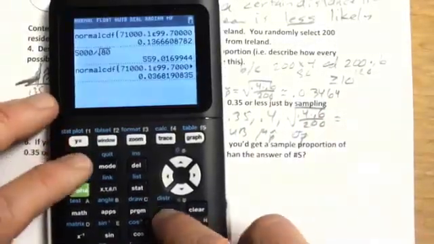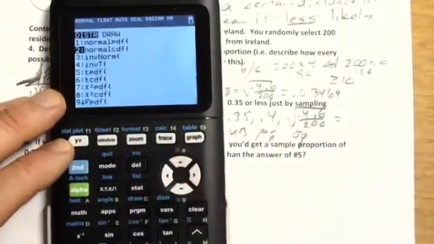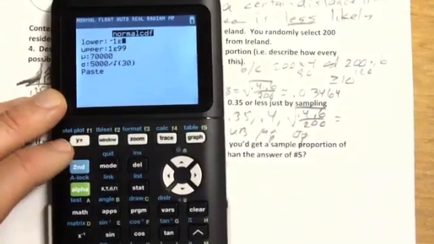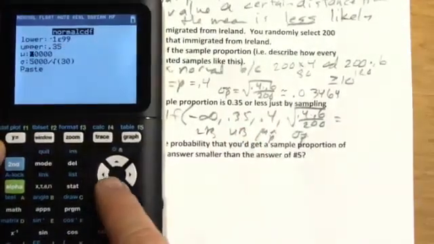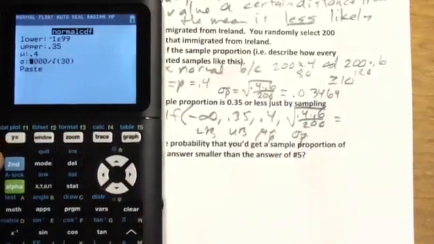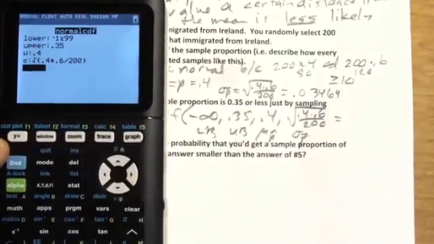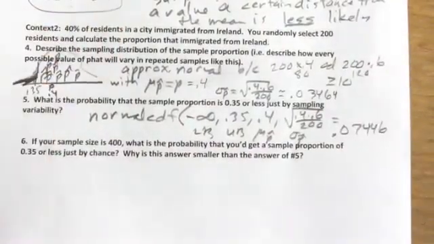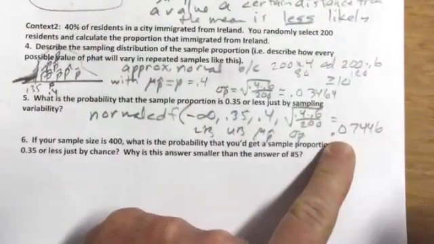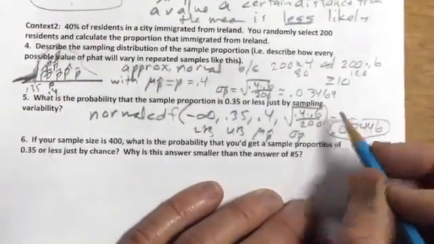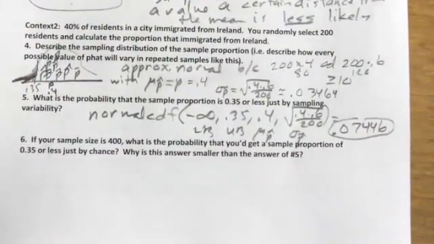So we shall say second bars, which is distribution, normal CDF, negative infinity, or you could just put negative 9 billion or something. And then our upper value is 0.35. And then the mean of the p-hats is 0.4. And then the standard deviation would be the square root of 0.4 times 0.6 divided by 200, close parentheses. To get about 0.07446. So that's not small enough. It's pretty small, sort of unlikely, but it's not statistically significant. It's not below 0.05. So in other words, it could plausibly happen. It wouldn't shock us if in our sample we got 35%.